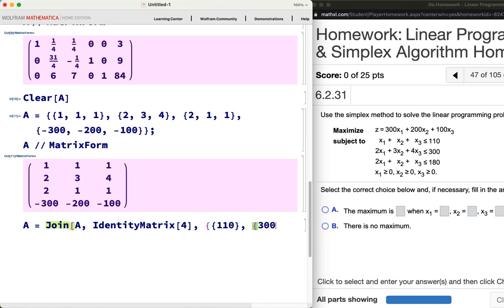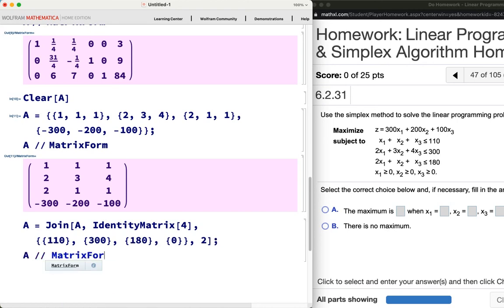And then add the numbers all the way on the right. 110, 300, 180. And of course, we almost always have 0 at the very bottom. And don't forget that number 2, because we're dealing with a matrix and not just a regular list, okay? Matrix form.